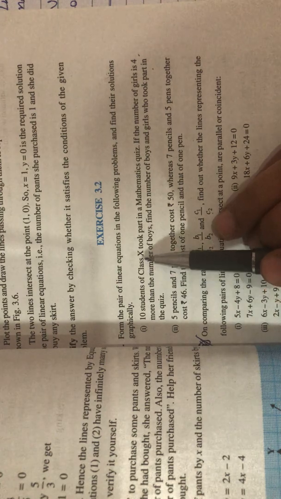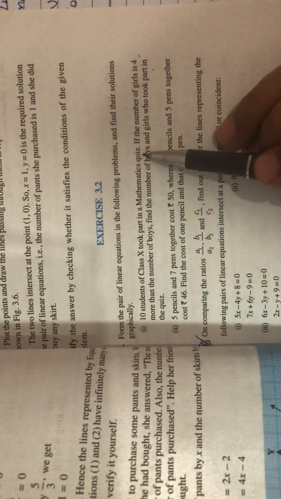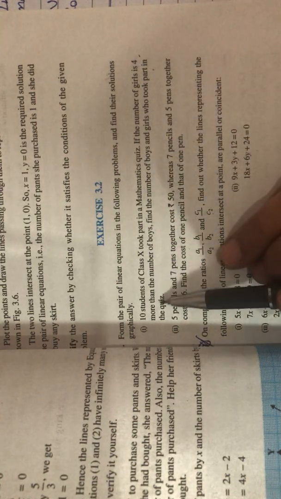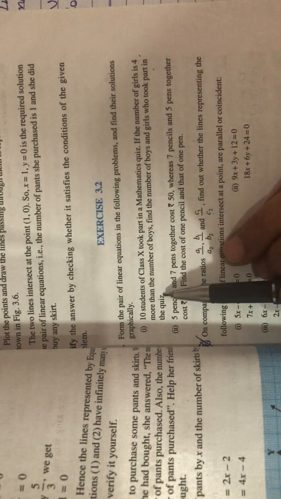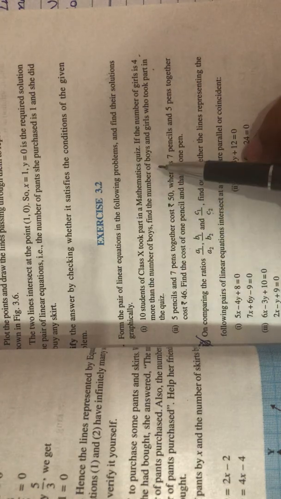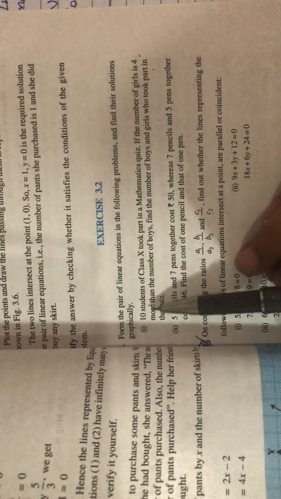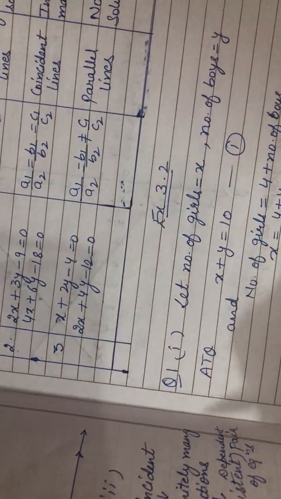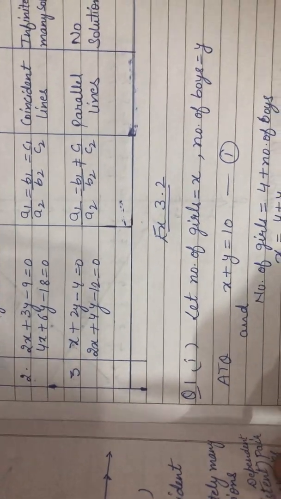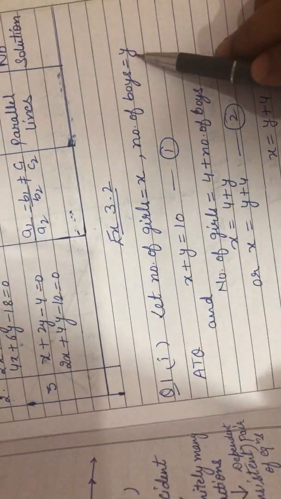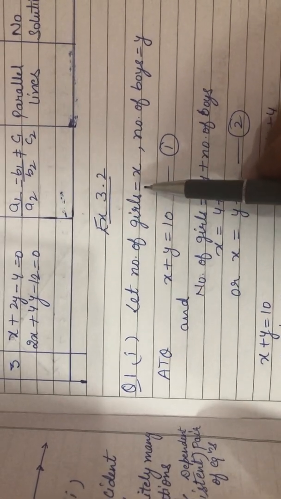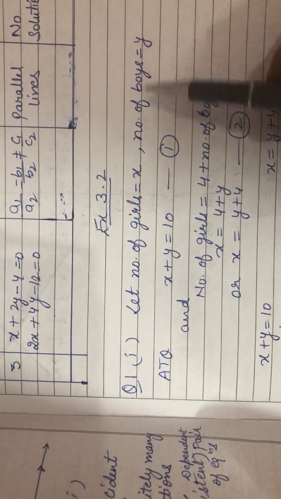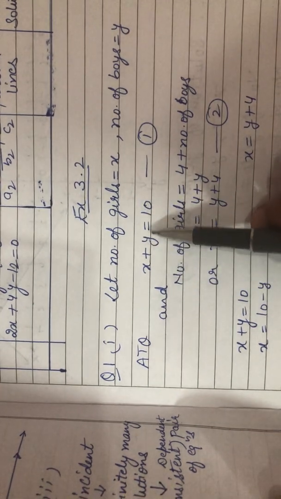First part is: 10 students of class 10th took part in a mathematics quiz. If the number of girls is 4 more than the number of boys, find the number of boys and girls who took part in the quiz. It means the class consists of boys and girls, and a total of 10 students are there. So let the number of girls be x and the number of boys be y. According to the question, the class consists of 10 students, which means the number of boys plus the number of girls will be equal to 10. So x plus y equal to 10.